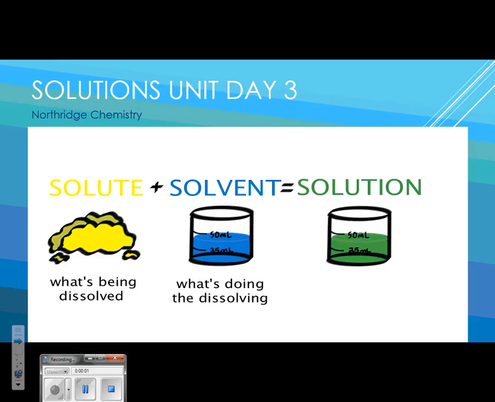Day 3. Everybody's got their notes out, ready to roll. We're on the second or third page, I think. Get your pencil out, get ready to write stuff down.